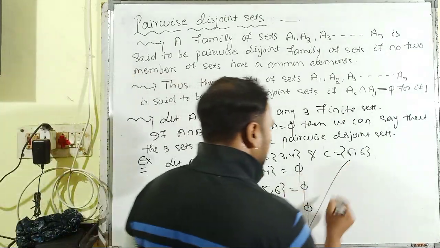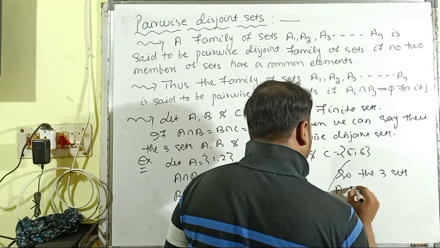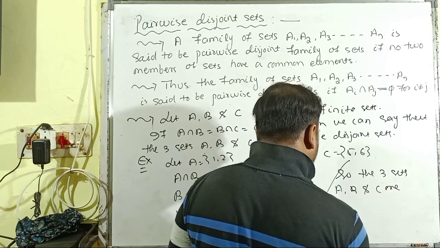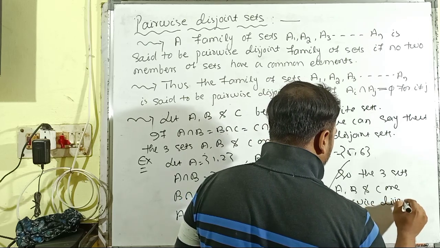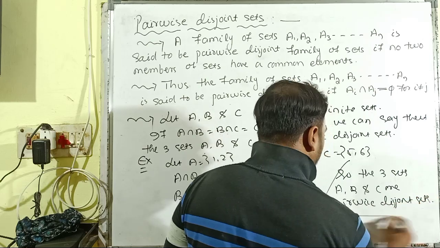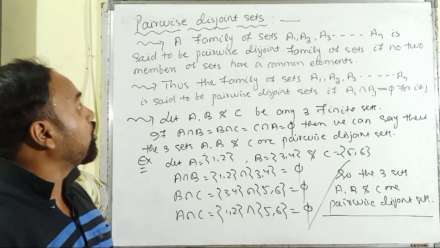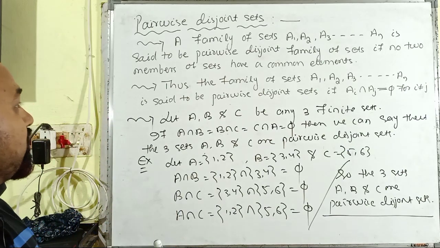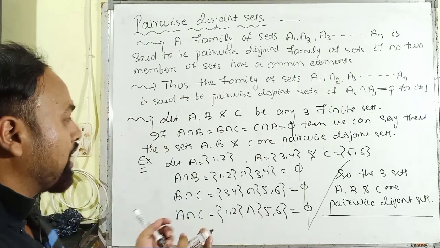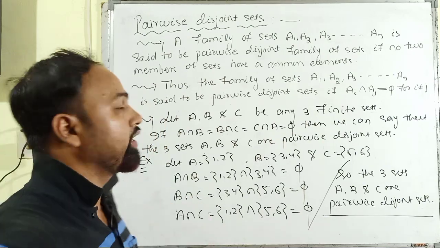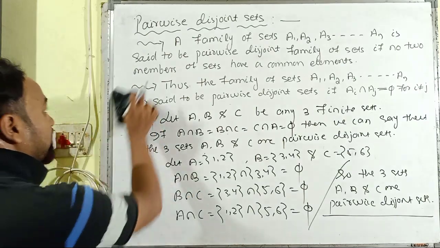So in this case we can say that the three sets A, B and C are pairwise disjoint sets. These three sets are pairwise disjoint sets. So it is all about the definition of pairwise disjoint sets and the fundamental and the representation in Venn diagram as well as the problems based upon the pairwise disjoint sets. Then let us move towards the difference of two sets.